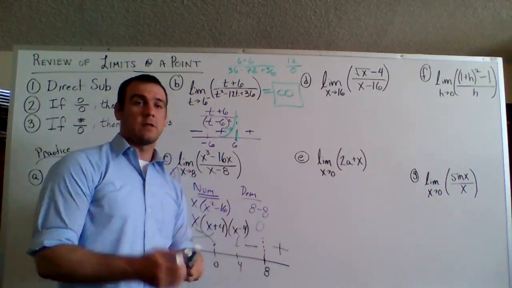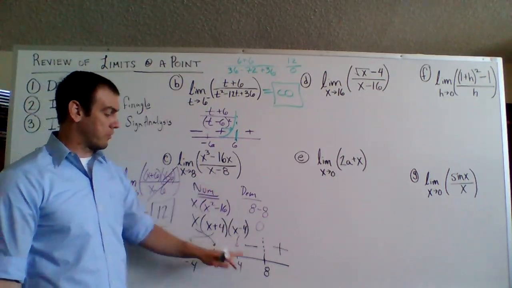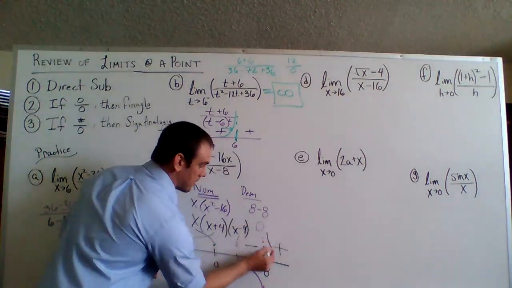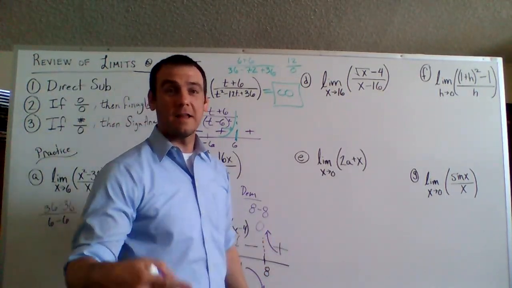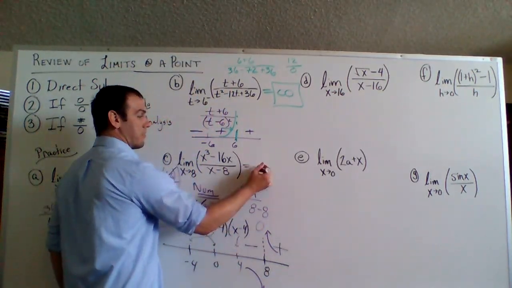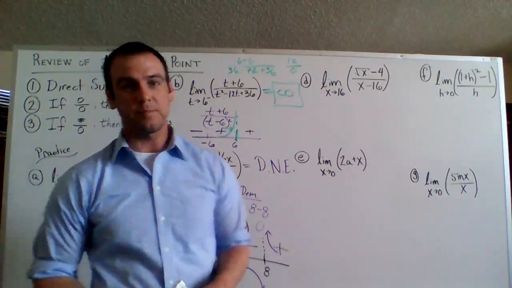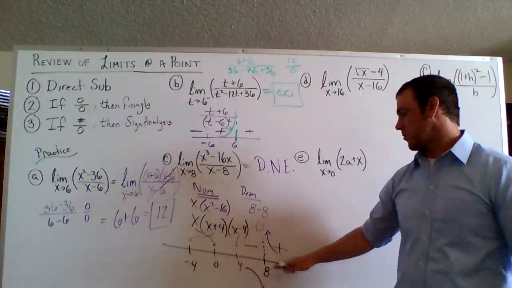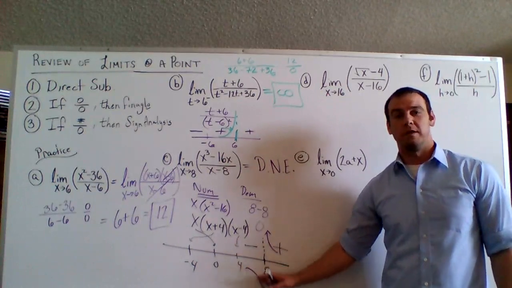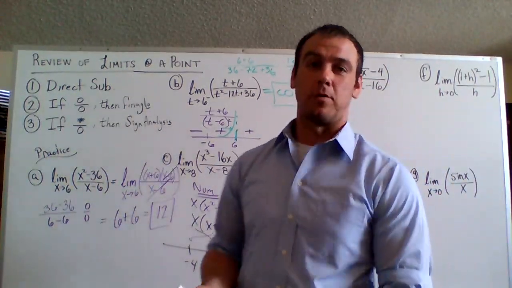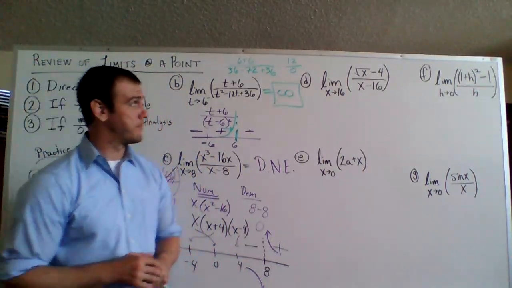Now in this problem, guys, it's asking you as x approaches 8. So as we approach 8, we have to approach the same value. Otherwise, the limit does not exist. So the answer to this one is the limit does not exist, or DNE for short. If we were just approaching 8 from the right, then it would have been positive infinity. If we were approaching 8 from the left, then it would have been negative infinity. But we want to know as we approach 8, which is not the same in both directions, so the limit does not exist.